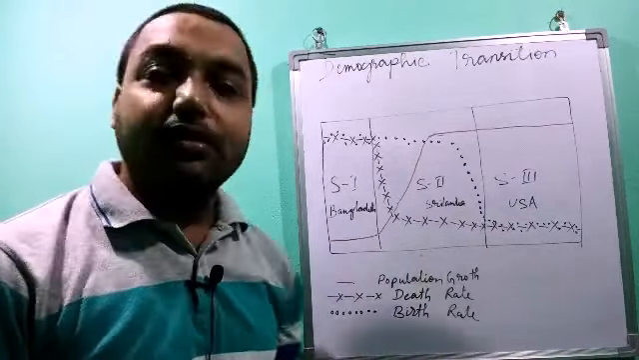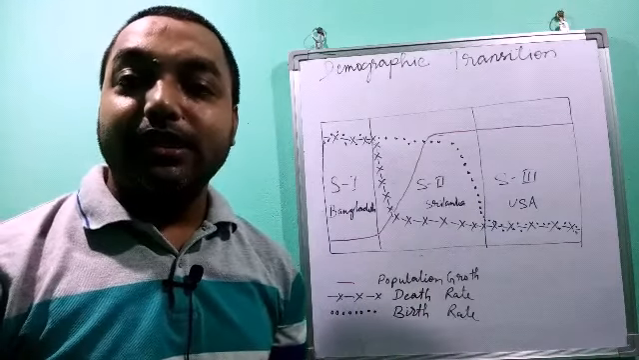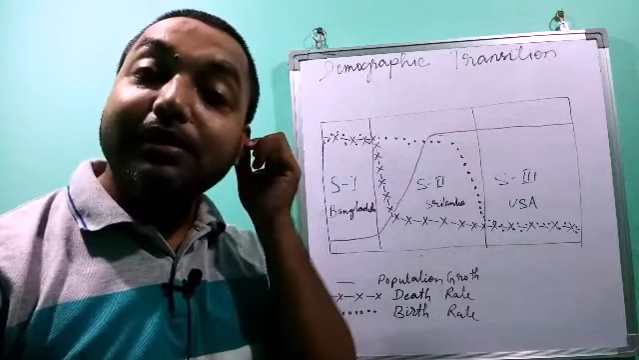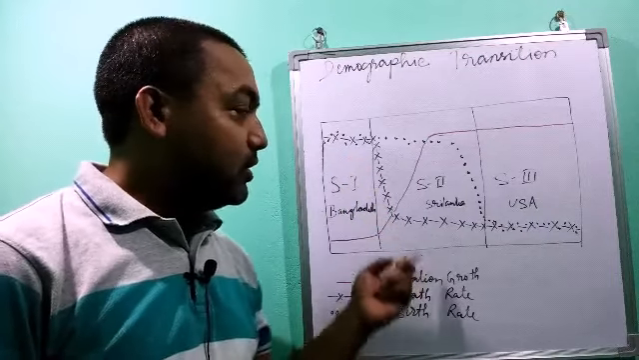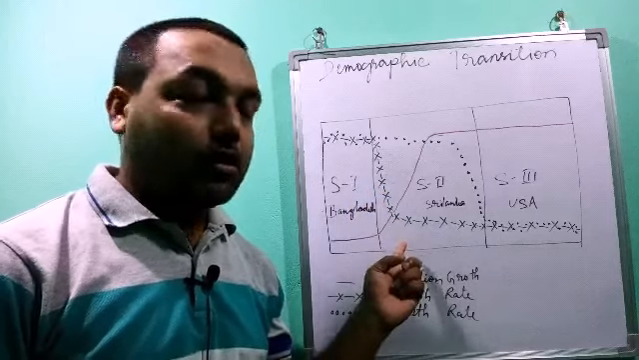Now in the second stage, because of medical facilities, the death rate comes down because now people die less. So the death rate has all of a sudden come down.